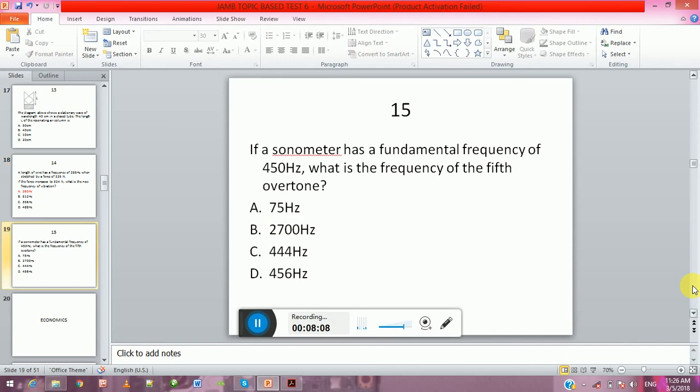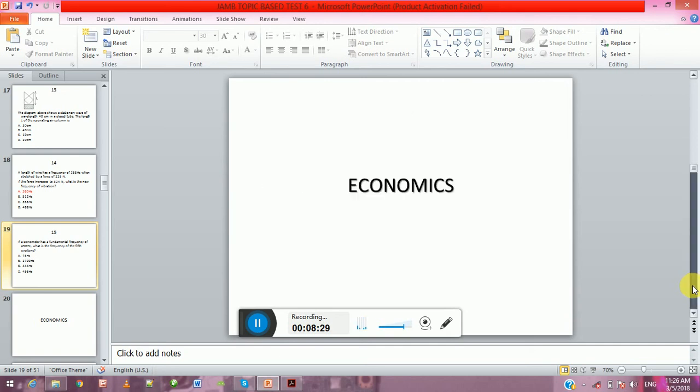If a sonometer has a fundamental frequency of 450 Hz, what is the frequency of the fifth overtone? A. 75 Hz, B. 2700 Hz, C. 444 Hz, D. 456 Hz.